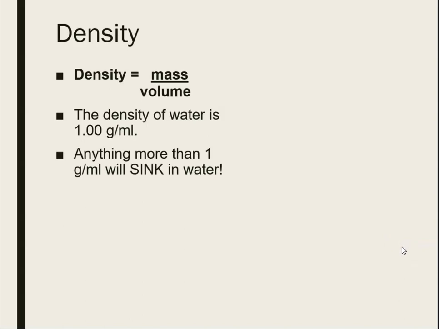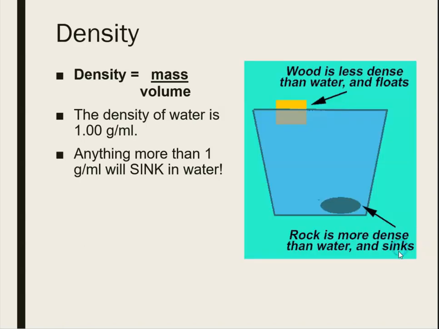And so anything that is more than 1 gram per milliliter in water is going to sink. So that is why wood will float and a rock will sink. This is more dense. This is less dense. We're not always putting things in water. Sometimes you're putting them in another substance, but most of the time we're talking about comparing to water.